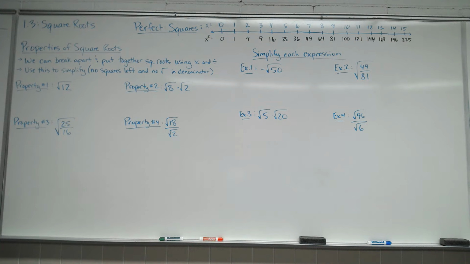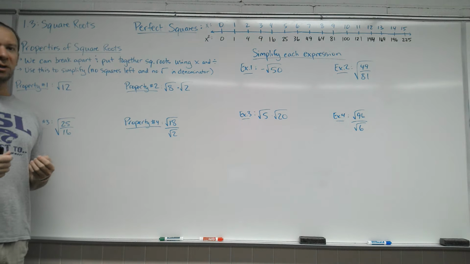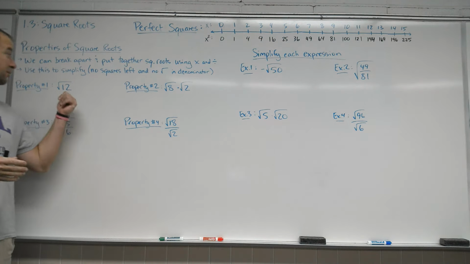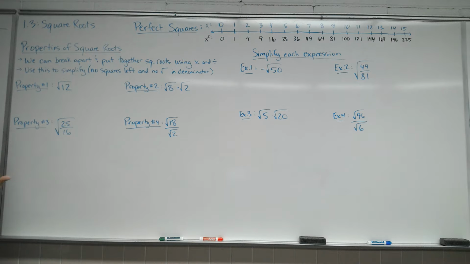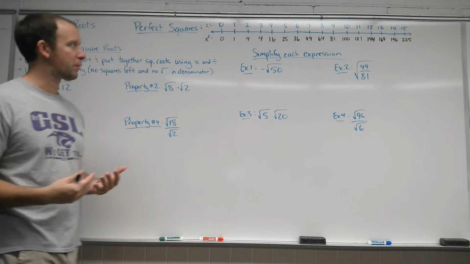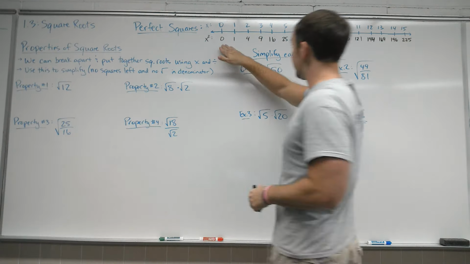Okay, the first property is the main one. It's the one that gets used the most, and it's hopefully also the simplest one to use. It says, hey, if I have something like the square root of 12, can I break it apart? Can I split it up into 2 things that multiply to give me a 12, with one of them being a perfect square? So I'm looking for perfect squares. And that's where this number line comes in.